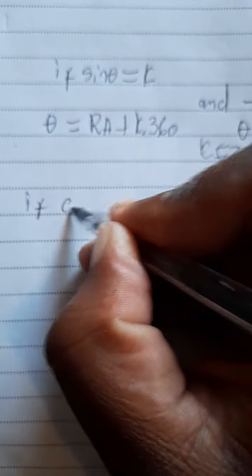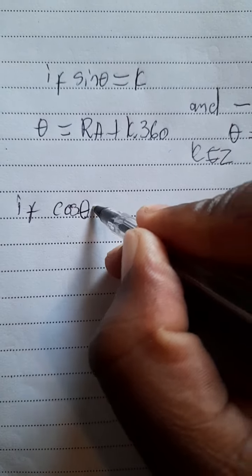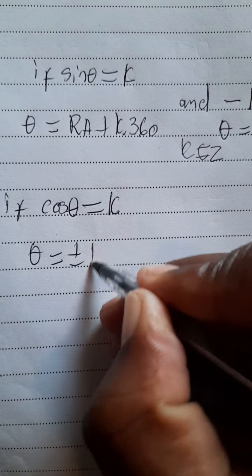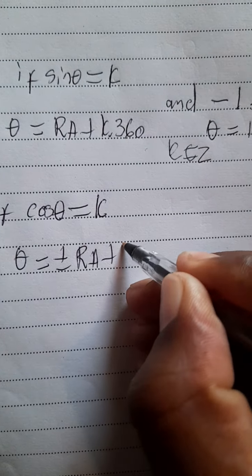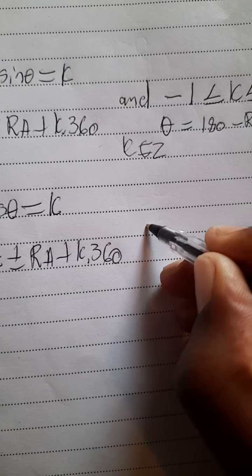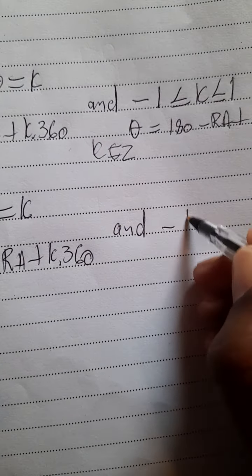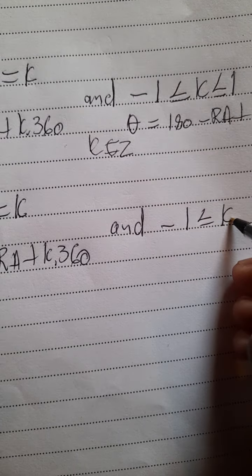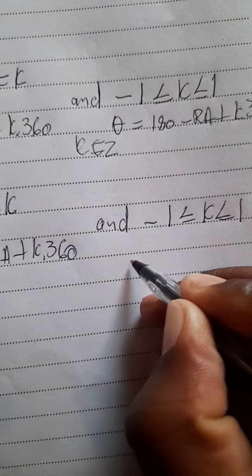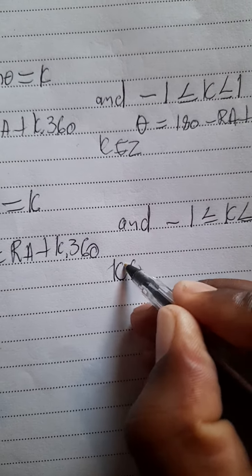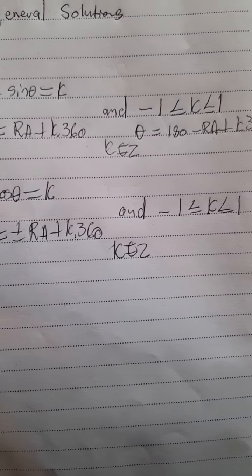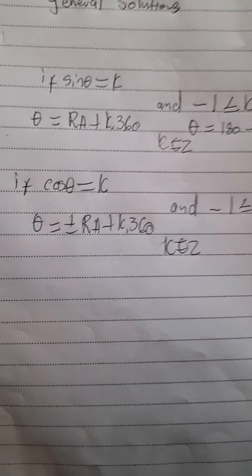So let's consider this then. If cos theta equals k, then theta will be plus or minus the reference angle plus k times 360. And then -1 is less than or equal to k, and k is less than or equal to 1, right? So k is an element of the integers. You can also look at where cos is positive on our CAST diagram, right?